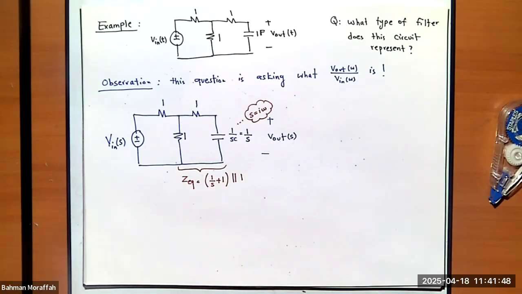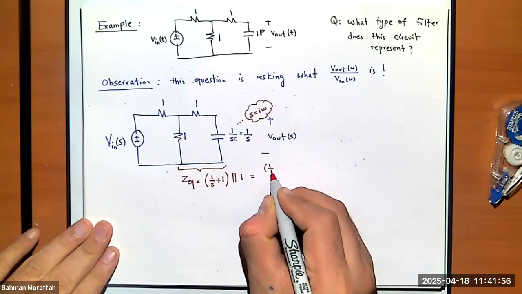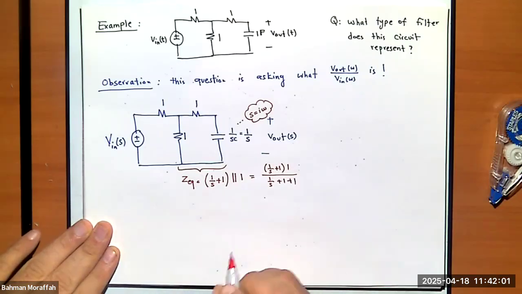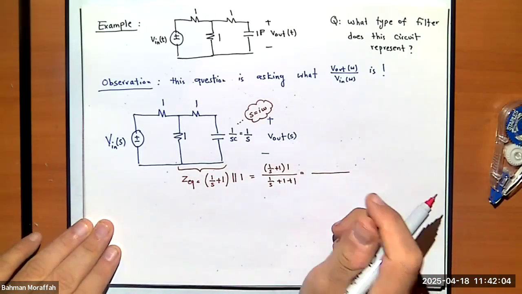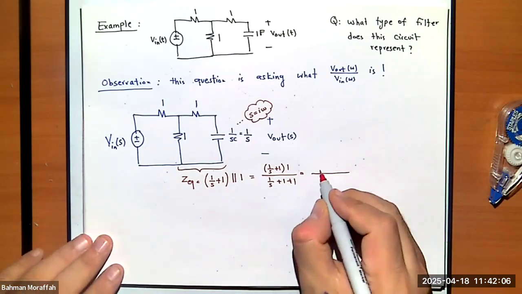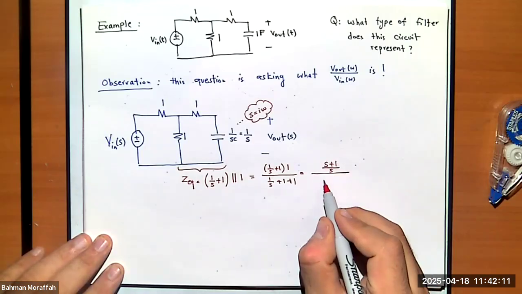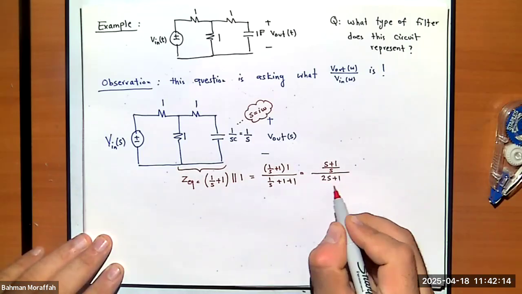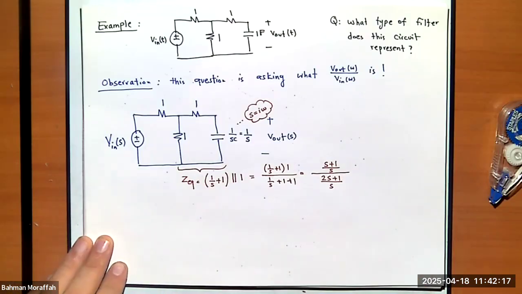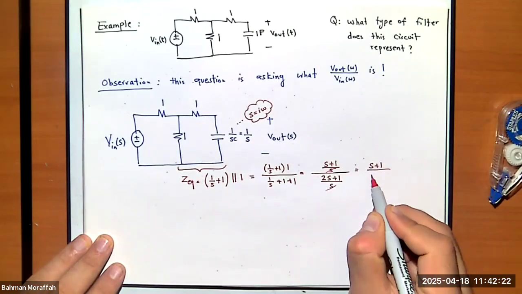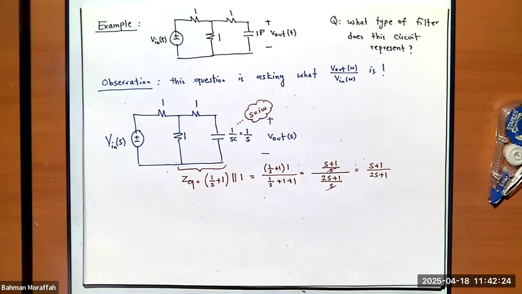How do we compute two impedances in parallel? We multiply and divide by the summation. So it is 1 over S plus 1 times 1 divided by 1 over S plus 1 plus 1. Find the common denominator to simplify it a little bit. So I have S plus 1 divided by S, divided by 2S plus 1 divided by S. Right? This S and this S cancel. I have S plus 1 divided by 2S. Right?